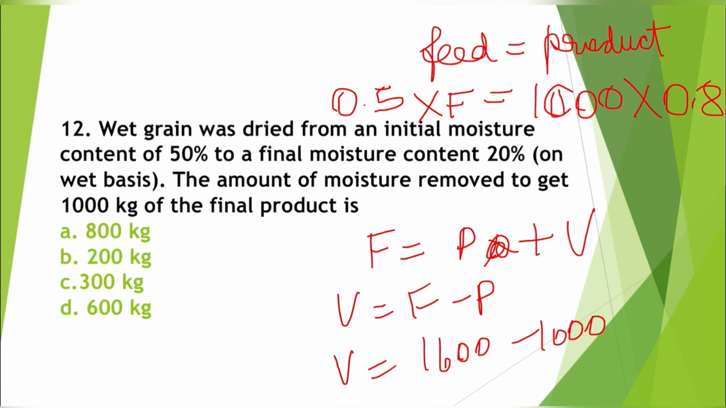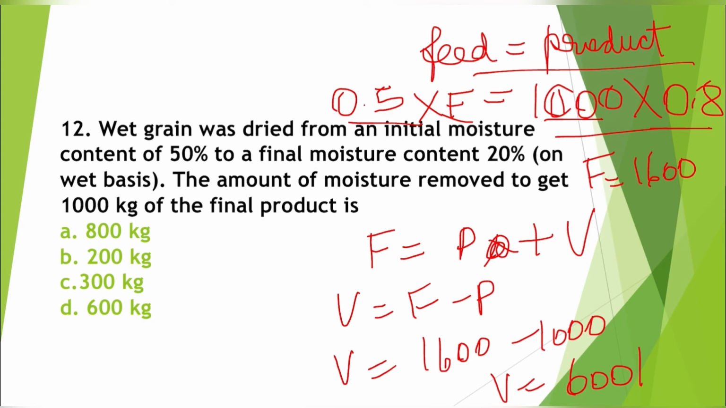Here we got F. The value of F is derived from here, that is 1600, from feed equals product: 0.5 into F equals 1000 into 0.8, solid input equals solid output. Next, V equals 600 kg. Vapor equals 600 kg. That is our final answer.